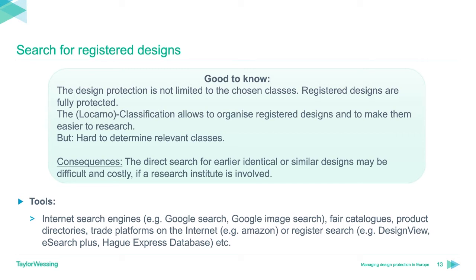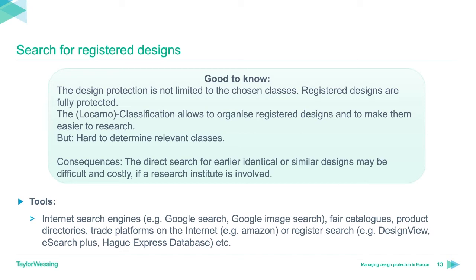Before, what you have to know for the search is that design protection is not limited to the chosen classes. Registered designs are fully protected, and the Locarno classification allows to organize registered designs to make them easier to search. So this is a good thing because you've got very broad protection, but the difficult thing is that it's hard to determine the relevant classes for a search.